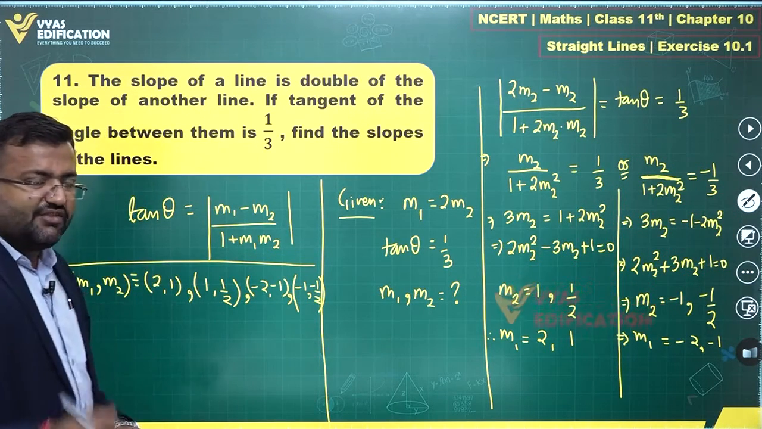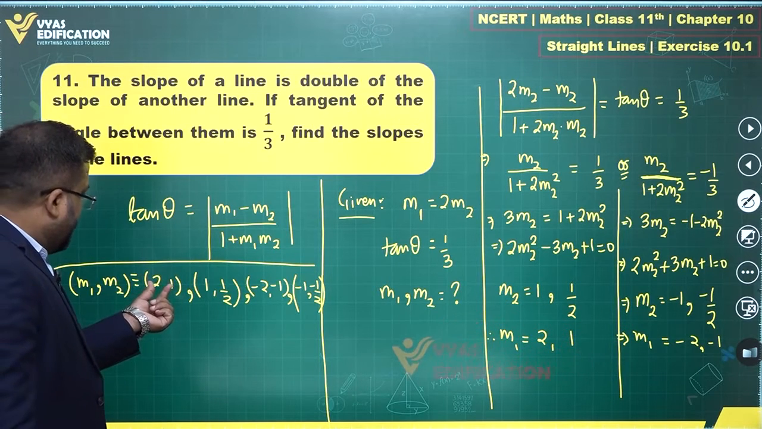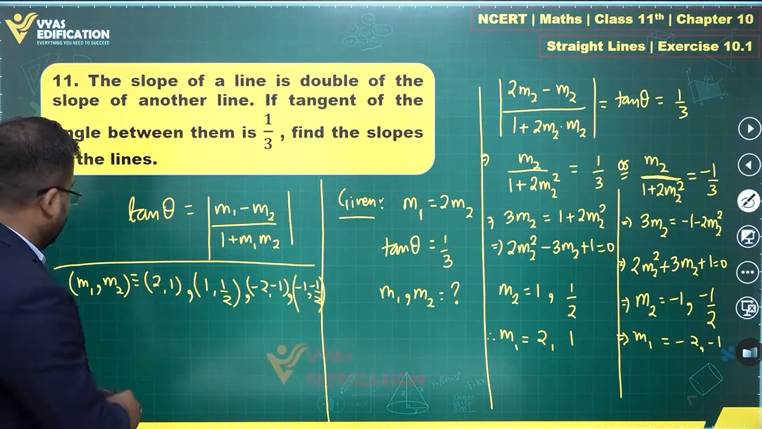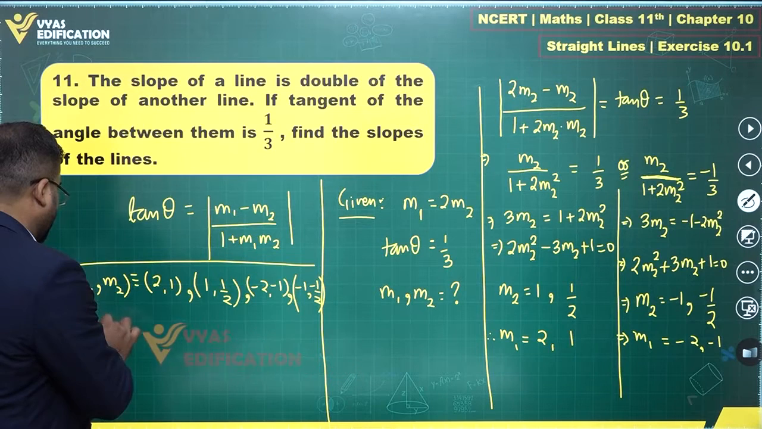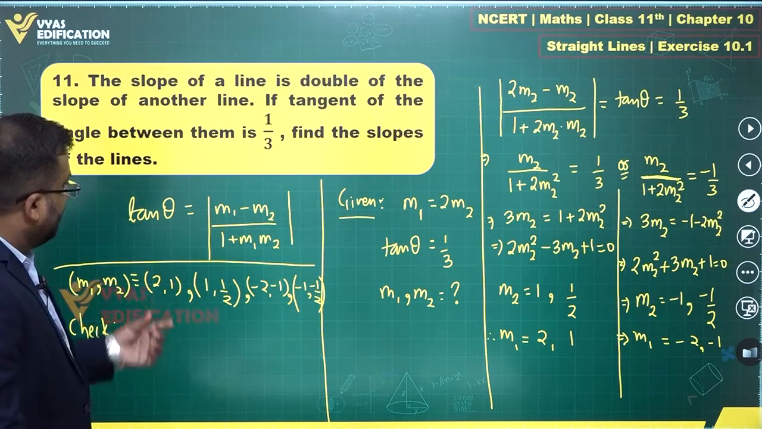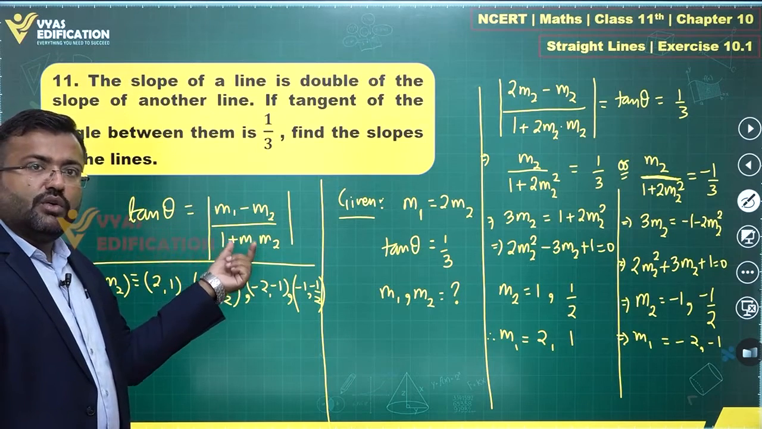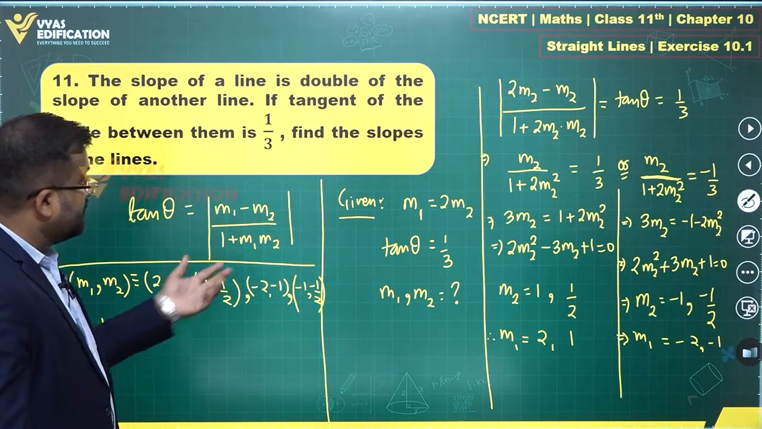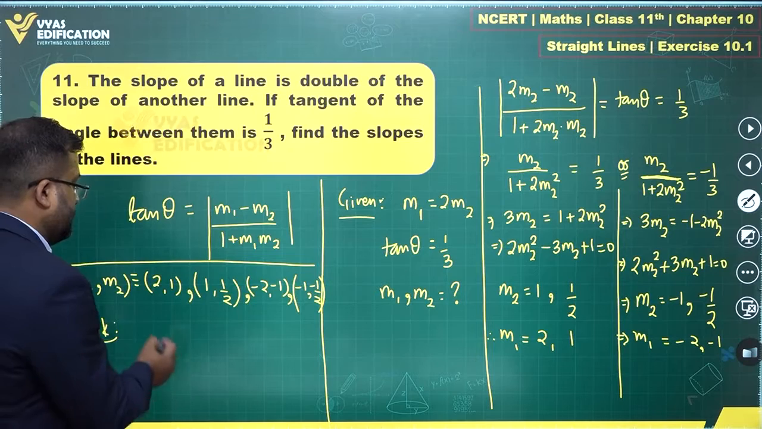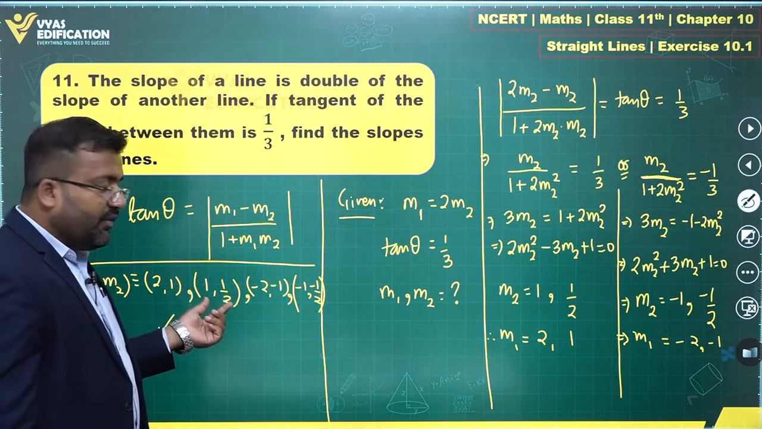We'll check first. Let's pick up this 2 comma 1. Getting many answers. Let's check. For 2 comma 1, this becomes 2 minus 1, which is 1 upon 1 plus 2. Okay, 1 upon 3. That seems okay. 1 upon 3, that's tan theta. This seems okay. Let's check for 1 and 1 by 2.